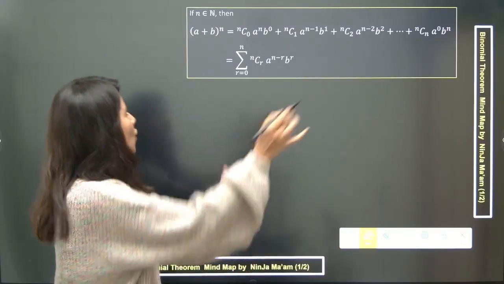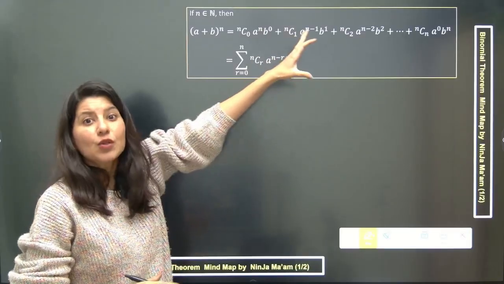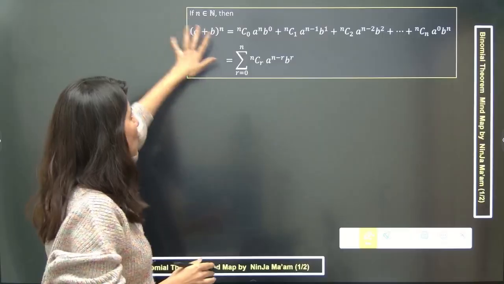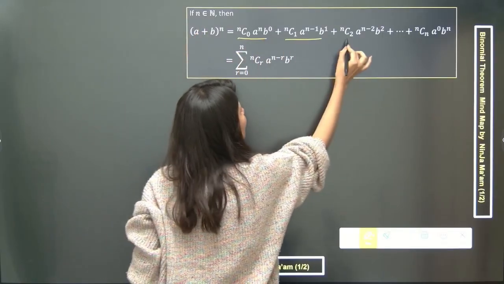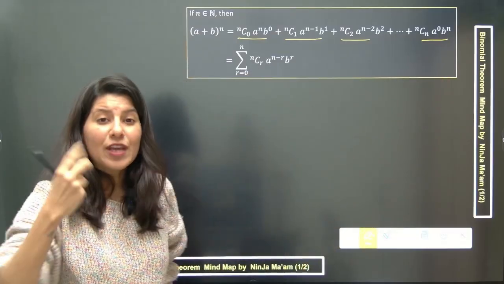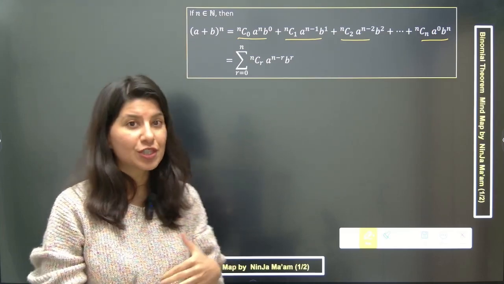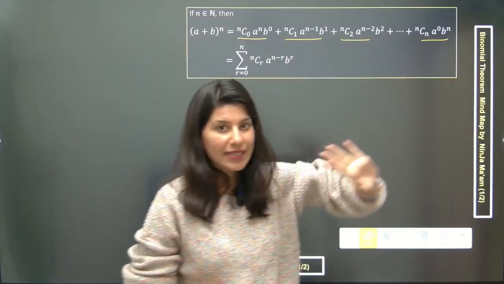For a natural number n, your binomial theorem expansion looks like this: (a + b) raised to power n. So over here, we have nC0, then nC1, nC2 and all the way up to nCn. Generally we call it nCr. nCr is the binomial coefficient. It starts with nC0, then nC1, nC2 and all the way up to nCn.